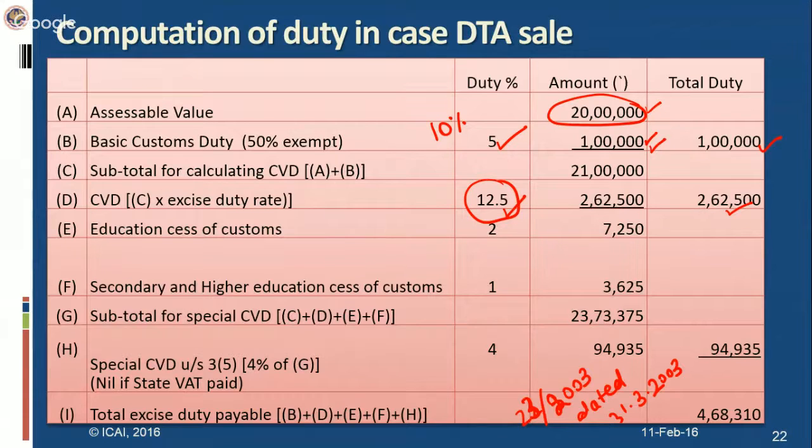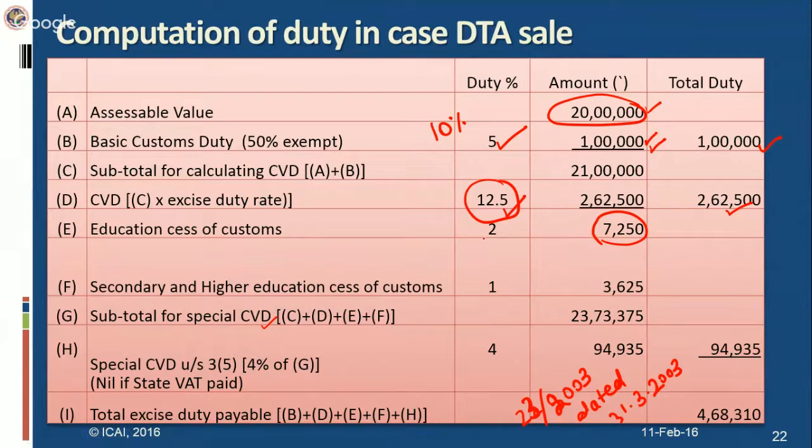After that we have to levy the education cesses of customs. If you are computing a normal customs duty question, you know that education cess is never levied on special CVD. Similar is the case with EOU, so special CVD will not be computed on EC and HSEC of customs, and therefore you have to levy EC and HSEC before levying special CVD. The rate of EC, that is education cess, is 2%, and that will be computed, and this 7250 is the amount.